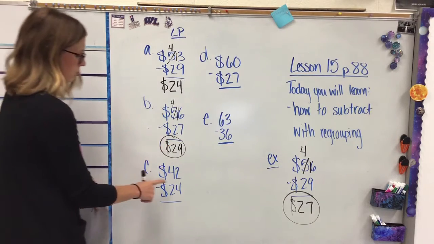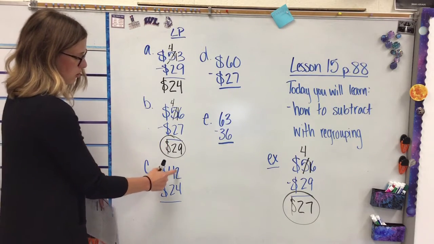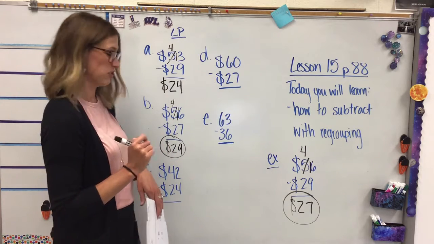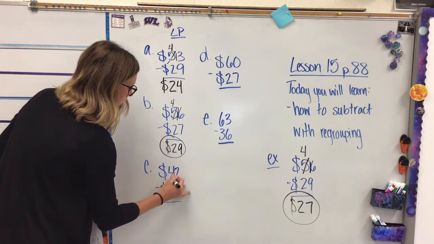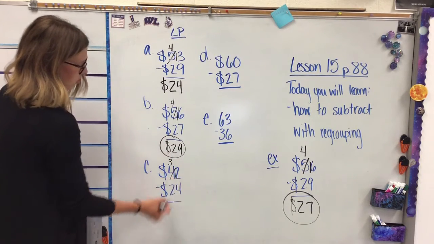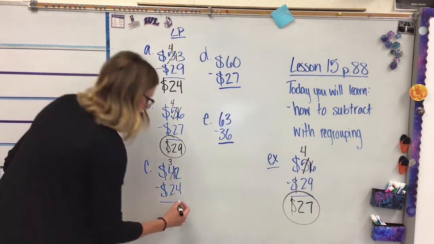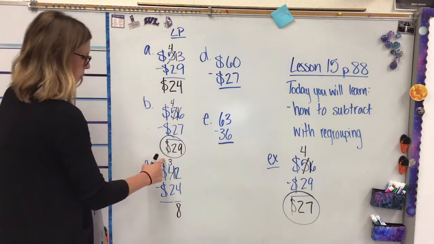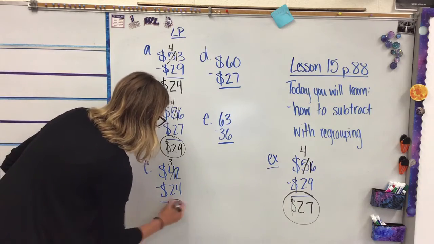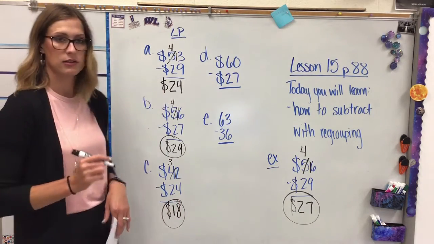Let's look at C. 42 minus 24. 2 minus 4. Is 2 bigger than 4? Nope, so can't do that. Cross out the 4, make it a 3. Change the 2 into 12. 12 minus 4 is 8. 3 minus 2 is 1. So I get $18. You guys are crushing it.